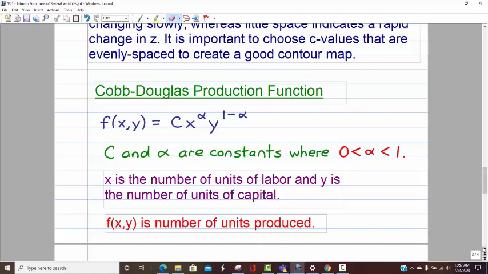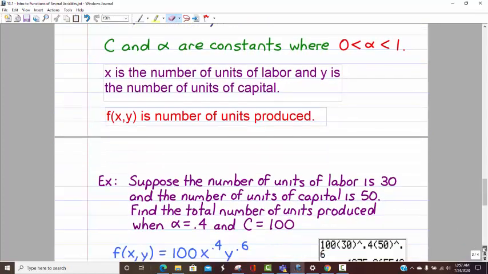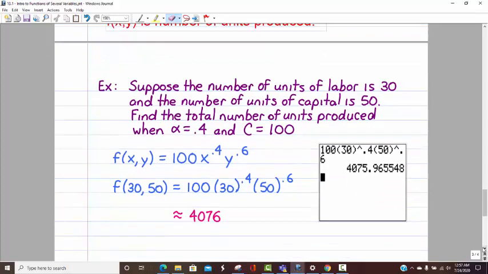Let's see. Yeah, here's one. Forgot where I got this example from. It doesn't matter. So it's telling you the number of units of labor is 30. That's x. The number of capital is y, be 50. Find the total number of units produced when alpha equals 0.4, and C equals 100. So here's your C, 100. So x is labor, so it'd be x raised to the 0.4, and then y would be raised to the 1 minus that 0.4, which is 0.6.